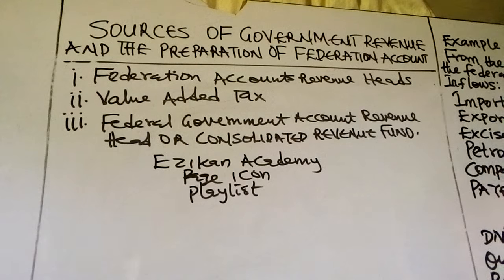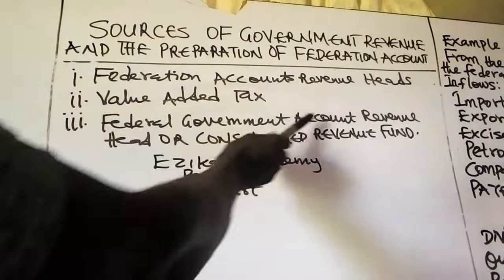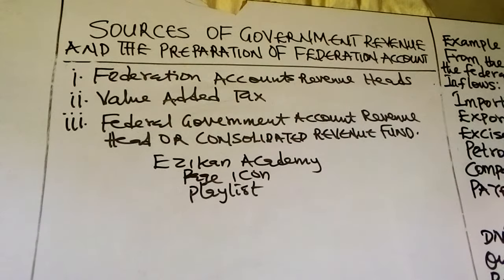So now, I said we have Federation Account Revenue Heads, we have the Value Added Tax, and then we have Federal Government Account Revenue Head, which is also known as the Consolidated Revenue Funds, CRF. My focus in this presentation is Federation Accounts. The Federal Government Account Revenue Head and some others will be considered in part two of this presentation.